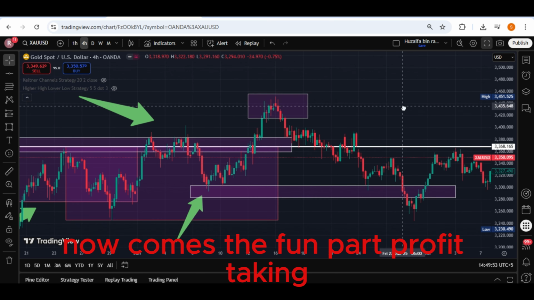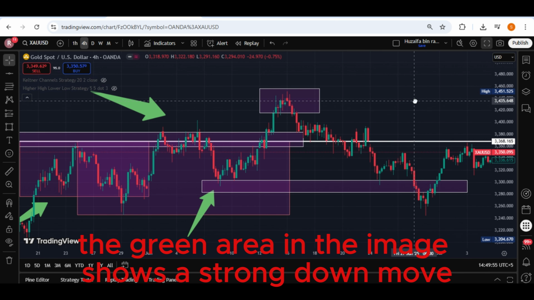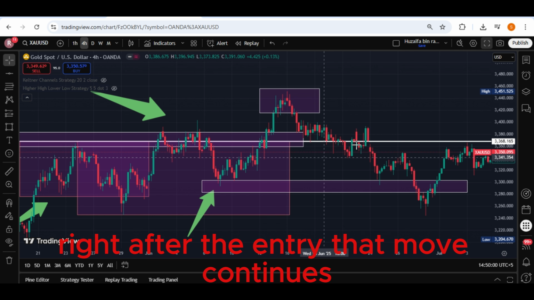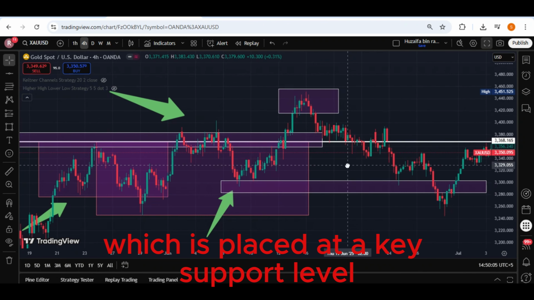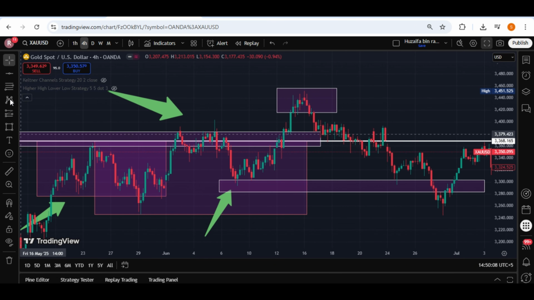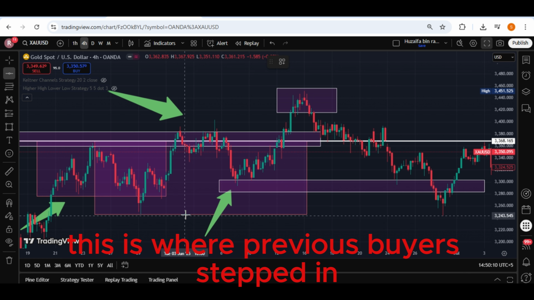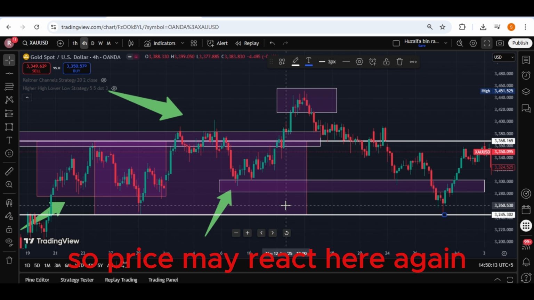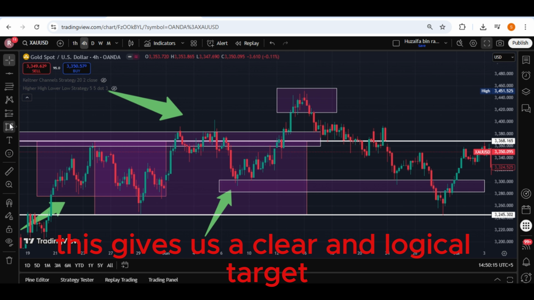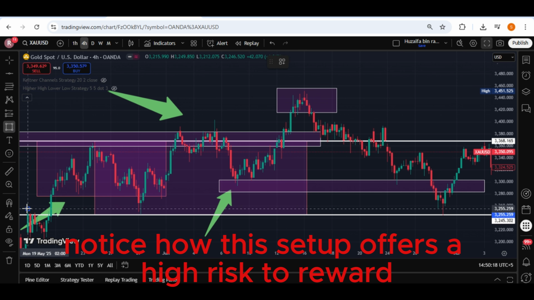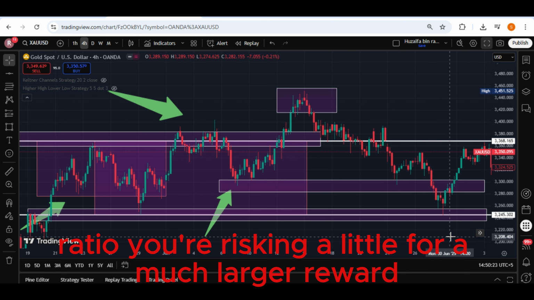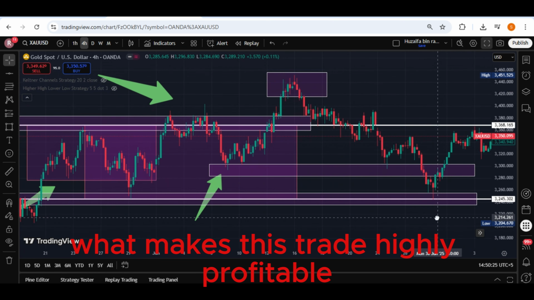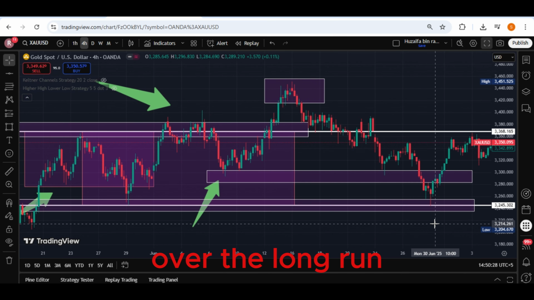Now comes the fun part, profit taking. The green area in the image shows a strong down move right after the entry. That move continues until it reaches the take profit level, which is placed at a key support level or price imbalance zone. This is where previous buyers stepped in, so price may react here again. This gives us a clear and logical target. It's not just random. Notice how this setup offers a high risk to reward ratio. You're risking a little for a much larger reward. This is exactly what makes this trade highly profitable over the long run.